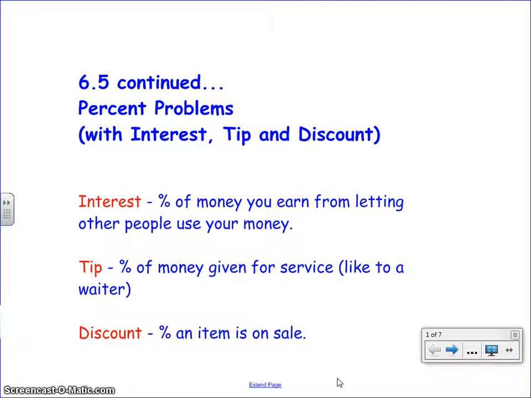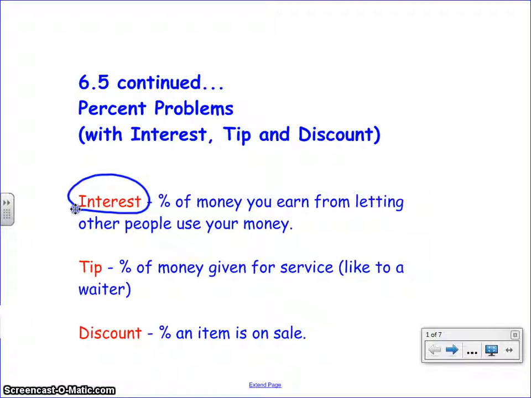So first of all, let's talk about what is interest. Interest is the percent of money you earn from letting other people use your money. For instance, if I lend my sister $40 and I say, yes, you can pay it back to me, but I'm going to charge you interest. So she's going to have to add a certain percent. So even though she borrows 40, she may have to pay me back in the year $45.